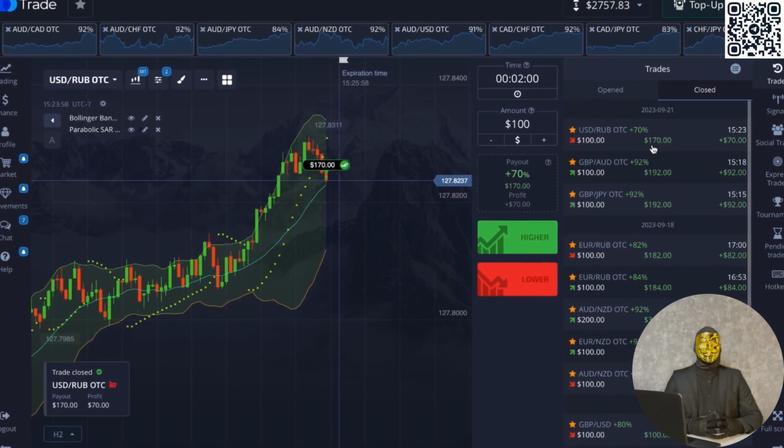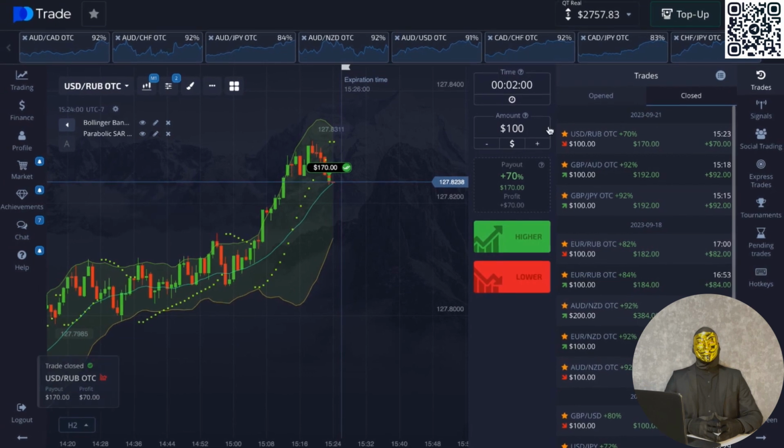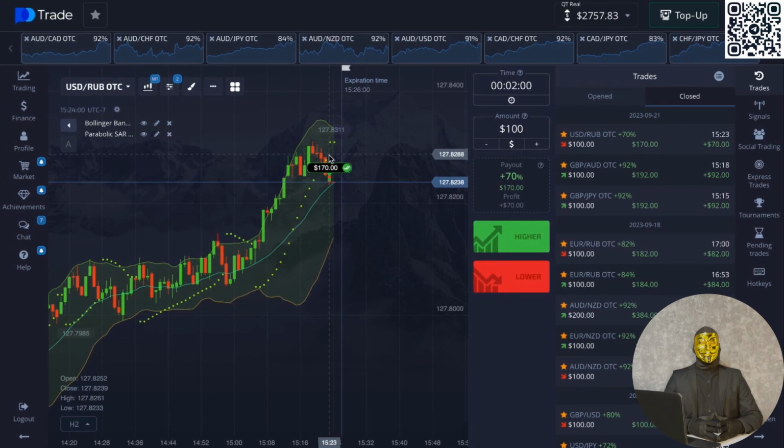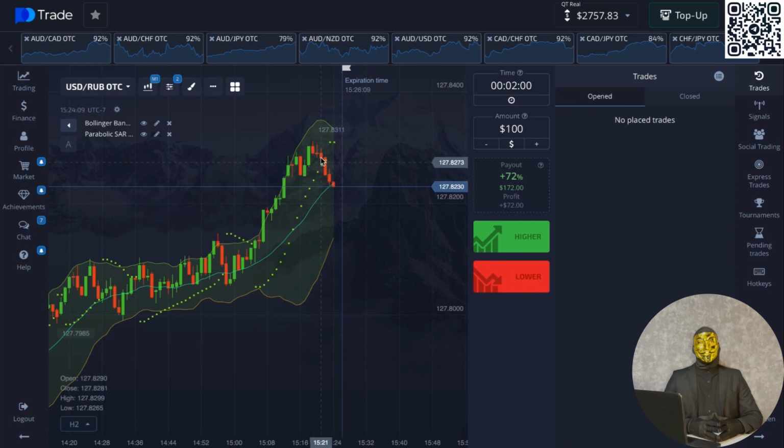Right, I thought so, that also went into the plus. As I said, we opened the deal in a very timely manner just at the intersection of the price and the points of the parabolic SAR indicator, which allowed us to make a profit. We look further.